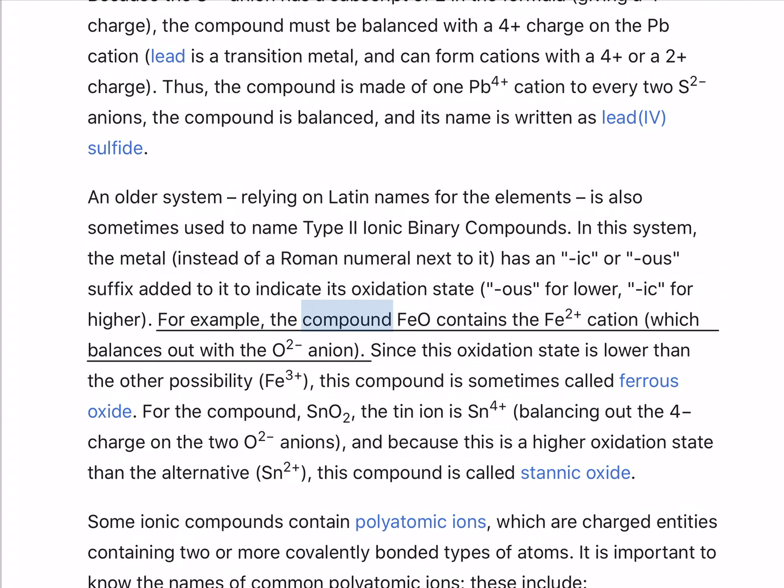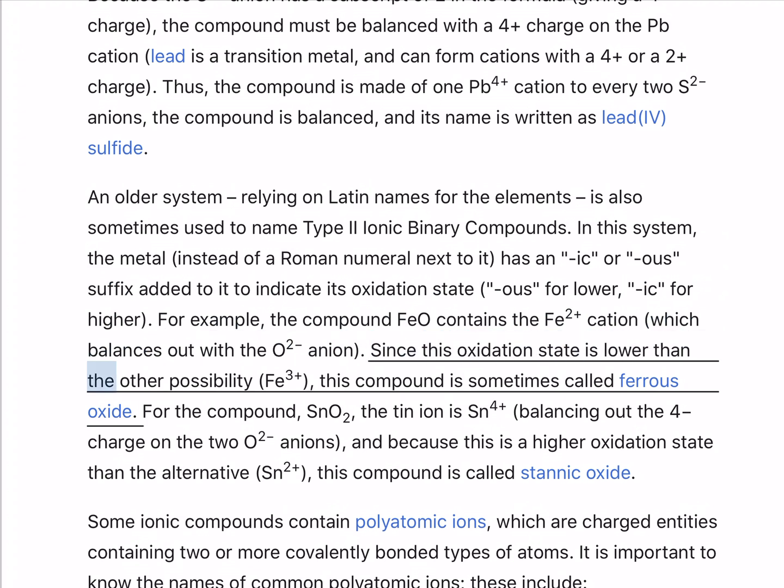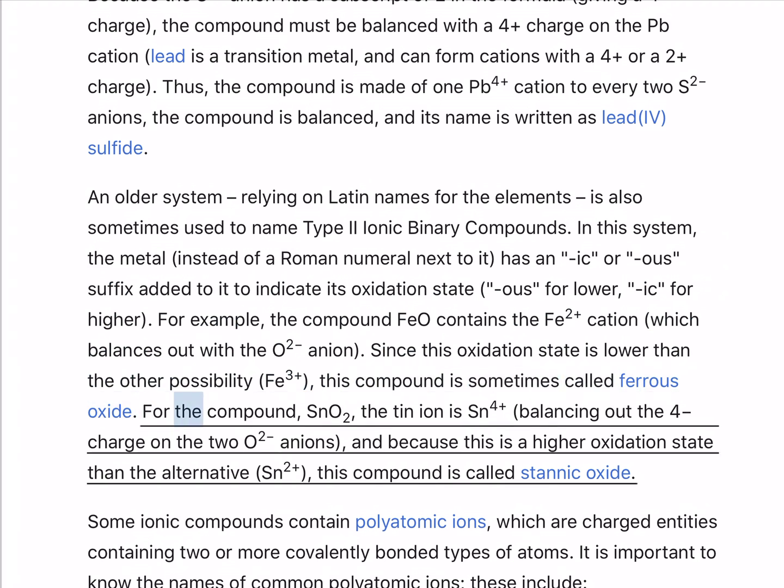For example, the compound FeO contains the Fe2+ cation, which balances out with the O2− anion. Since this oxidation state is lower than the other possibility, Fe3+, this compound is sometimes called ferrous oxide. For the compound SnO2, the tin ion is Sn4+, balancing out the 4− charge on the 2 O2− anions, and because this is a higher oxidation state than the alternative, Sn2+, this compound is called stannic oxide.